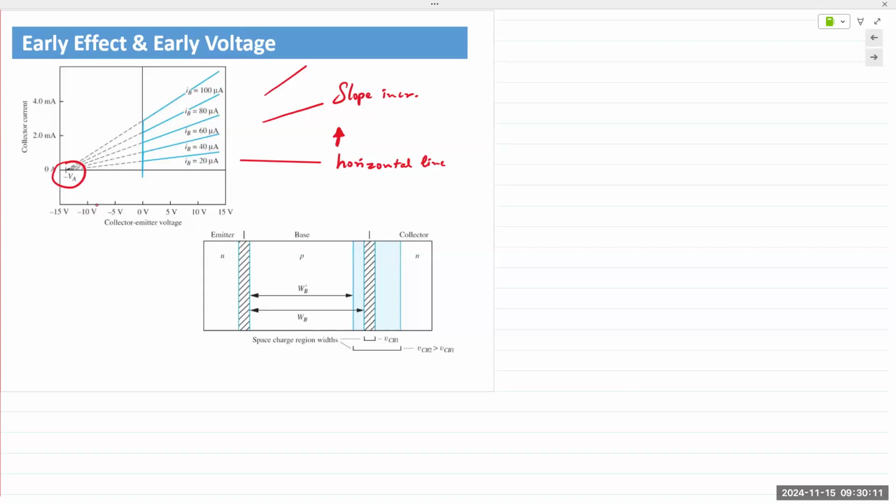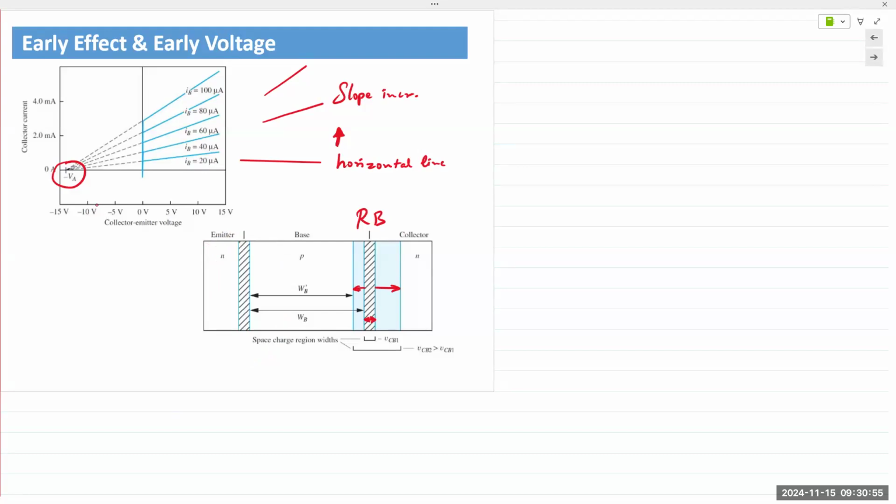And the reason for that is known as the base width modulation. Now what happens is we are forward biasing our emitter junction and we are reverse biasing our collector base junction. What happens when we reverse bias a PN junction? What happens to the depletion region? It expands, it increases, right? This is the original width right here for the depletion region, and then it expands into the collector and into the base.